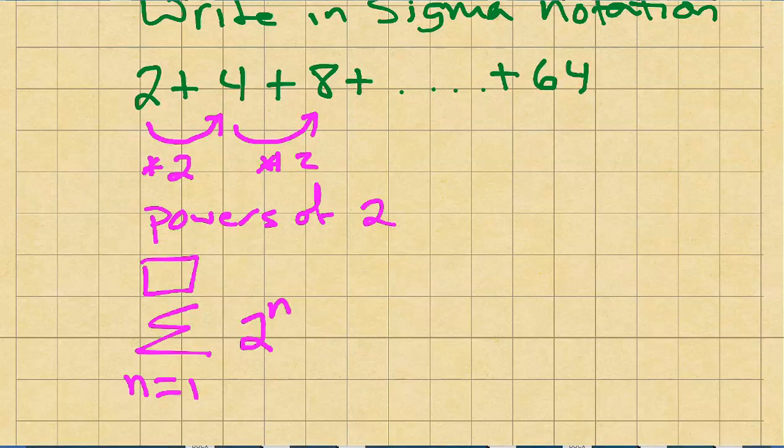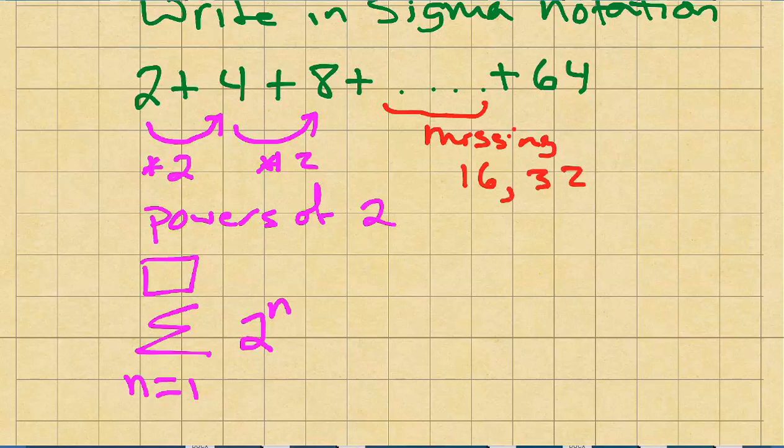Now comes the question of, what is that top value? There are some missing pieces in here. Missing in here would be 16 and 32. 8 times 2 is 16, 16 times 2 is 32, 32 times 2 and then you get to 64. So now if you count how many of those we have, 1, 2, 3, 4, 5, 6. So we have 6 terms.